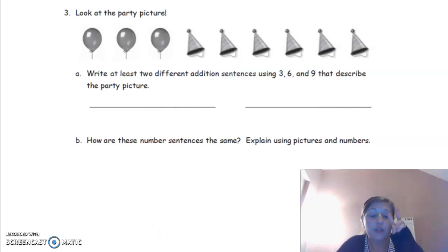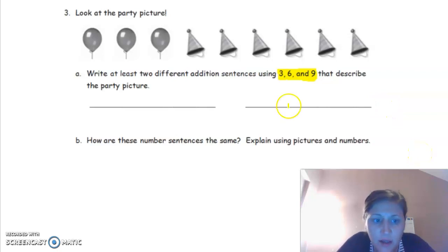So you're going to write 2 different number sentences, one on this line and another on this line, using the numbers 3, 6, and 9 that describe the picture. So think about how we've been using numbers lately to write number sentences. You're going to write 2, one on this line and one on that line.